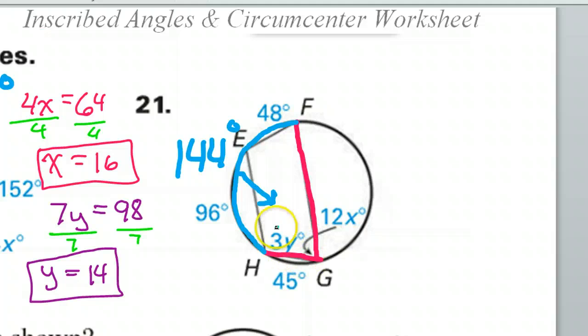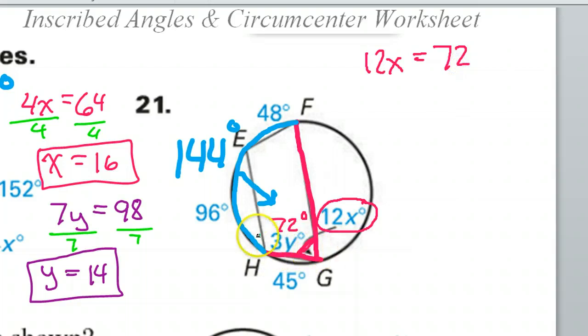And that's going to be 72 degrees. Okay, so that's this angle right here that we just found to be 72 degrees. But you see how that is labeled as 12x? That means we have this little equation. 12x is equal to 72.